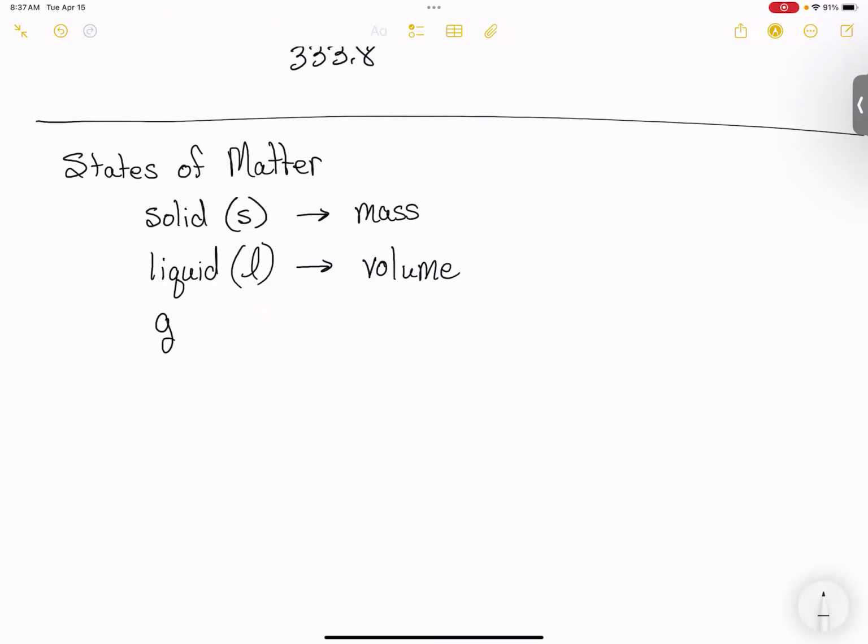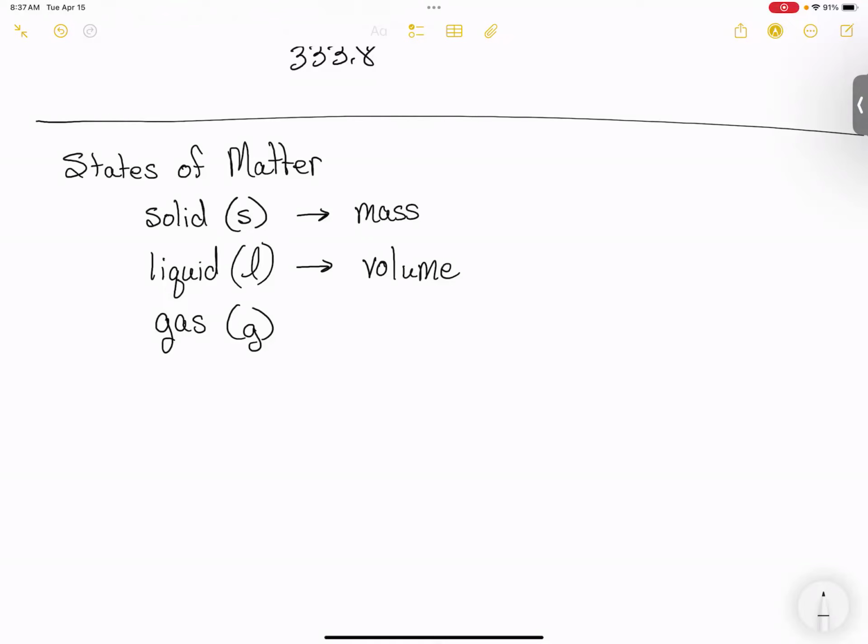We can also talk about gases, which we represent with a lowercase g, again in the parentheses, following the formula of the compound. So for instance, carbon dioxide is typically in gas form. So we would write CO2 gas with the g in parentheses following the CO2 formula.